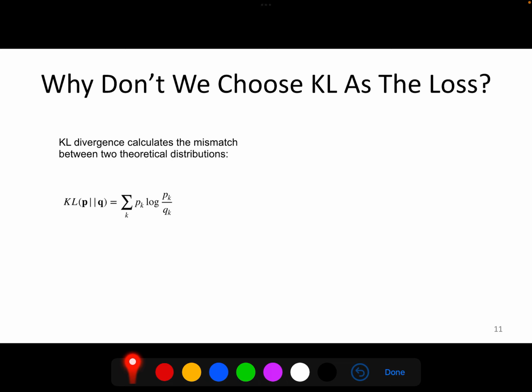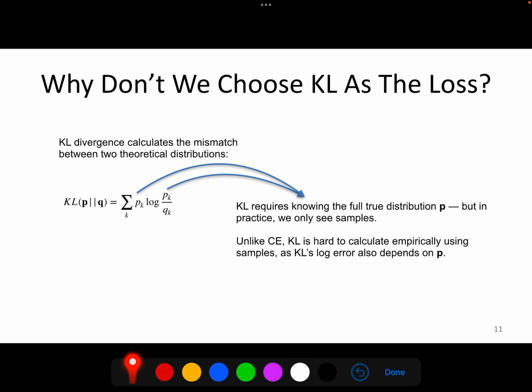At this point, you might ask, why not just minimize KL divergence directly? KL divergence requires knowing the true distribution P. But in practice, we only see samples. Cross-entropy can be estimated from samples. However, KL divergence is hard. This is because KL's log error also depends on P.